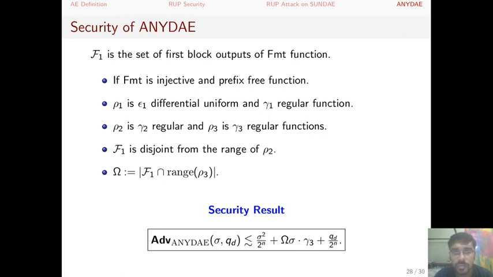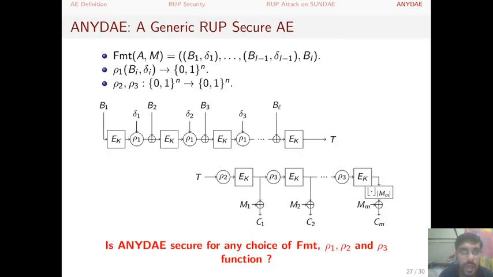Now let me clarify what differential uniform and regular functions are. As you can see, this rho 1 takes a 2n-bit string. Now take delta and delta prime. For any choice of delta and delta prime and for any choice of y, if the probability that rho 1 of b comma delta plus rho 1 of b comma delta prime equals some y is negligible over the random choice of b, then we say that rho 1 is epsilon 1 differential uniform.